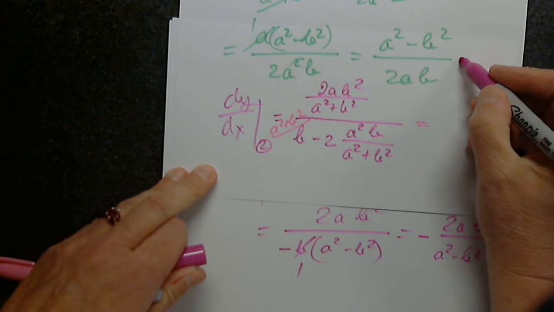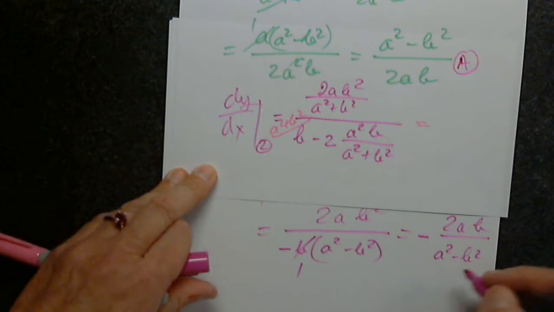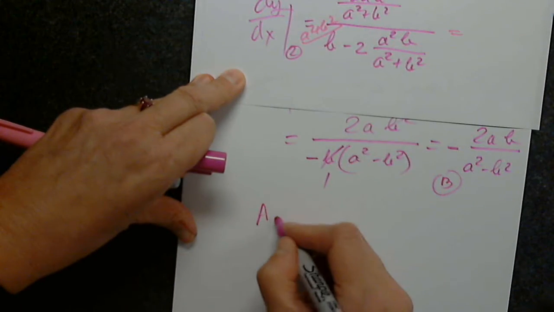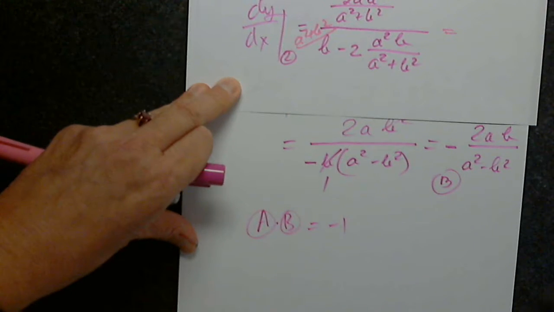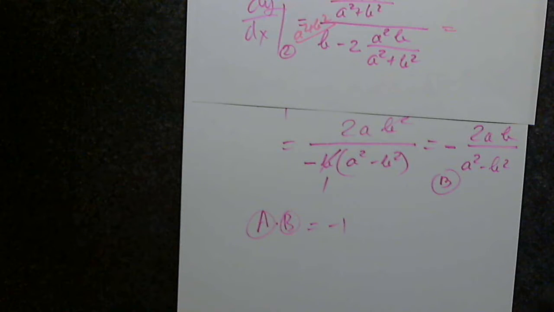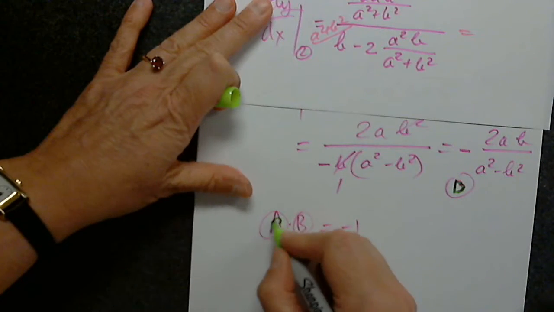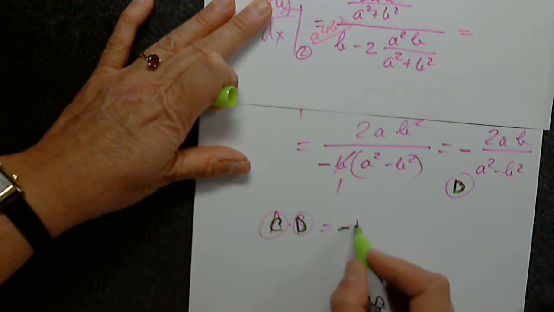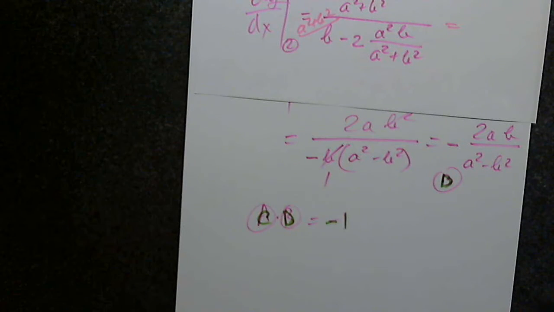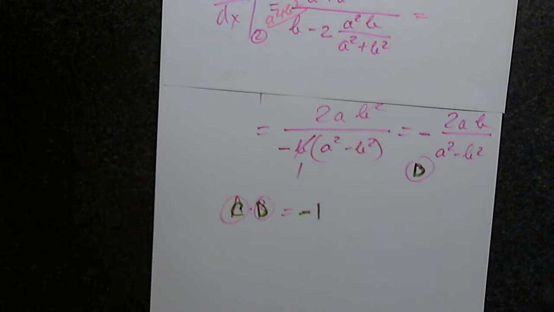So the product of this, I'm going to call this a, and I'm going to call this b. So a times b is negative 1. So the condition is fulfilled. Maybe I shouldn't use a and b, but c and d, because we already have used a and b. So this is c, and this is d. So c and d multiplied will give us negative 1, which means that at point B, the two curves, the families of curves, are also orthogonal trajectories.